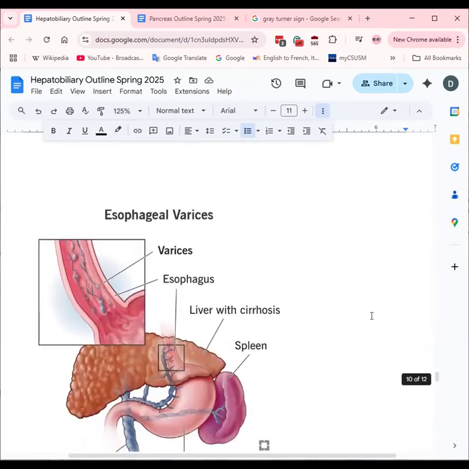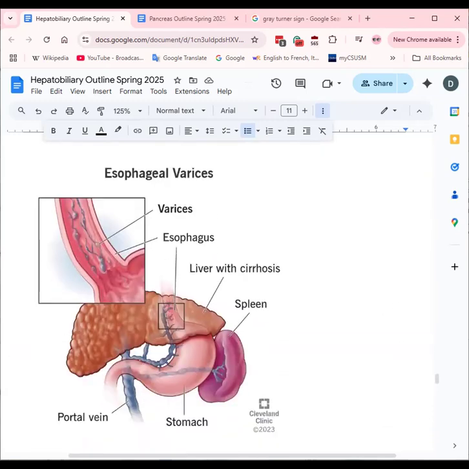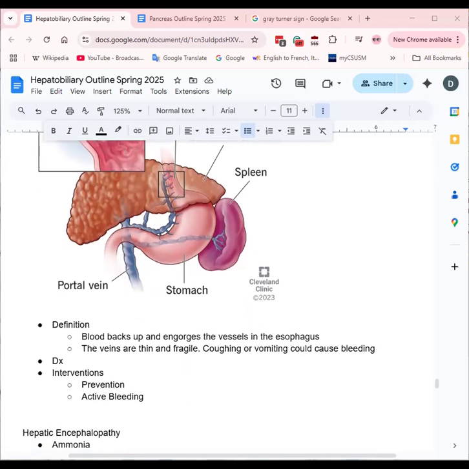Okay. Here we have esophageal varices. Here you can see the varices. Again, your body tries to compensate by creating new vessels, but these new vessels are very frail. So if they rupture, they have a very high risk of bleeding out. And this is because it's the esophagus.